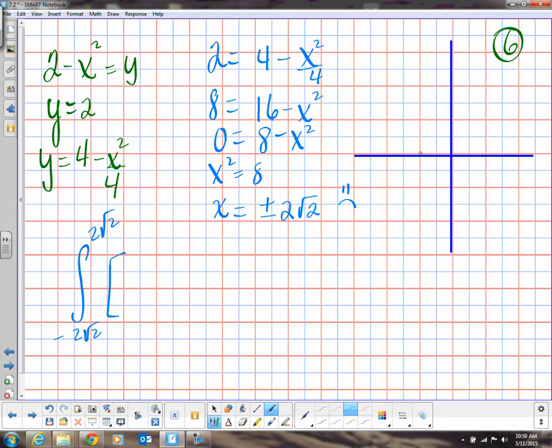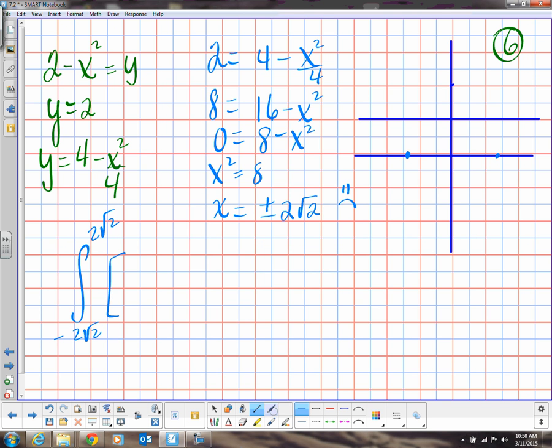So, negative 2 square root of 2 is almost here. Positive 2 square root of 2 is almost there, correct? So, we know we have y equals 2, correct? And this is y equals 2. What happens if I put 0 here? You have 0, 4? So that means I go over 0, I go up 4, yes?